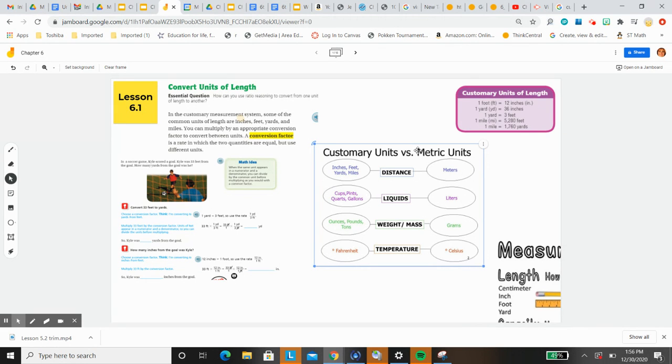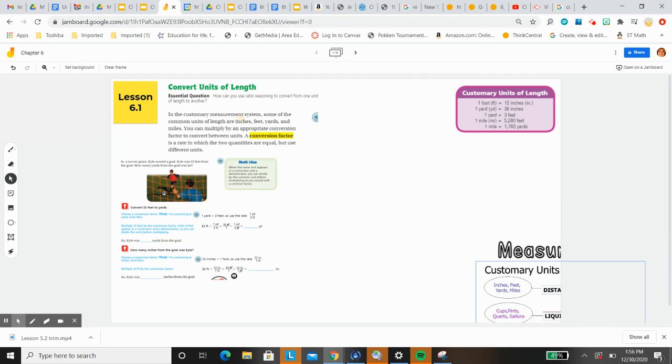All right, let me move this out of the way. Down here at the bottom, okay? All right, so today our objective is we're going to be converting units of length. It says, how can you use ratio reasoning to convert from one unit of length to another? All right, so for instance, feet to inches. You've seen a ruler. We've used rulers before. You know what I'm talking about. Okay, so we're going to be doing some converting today.